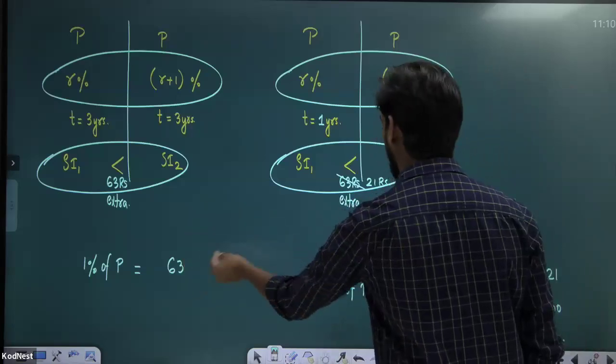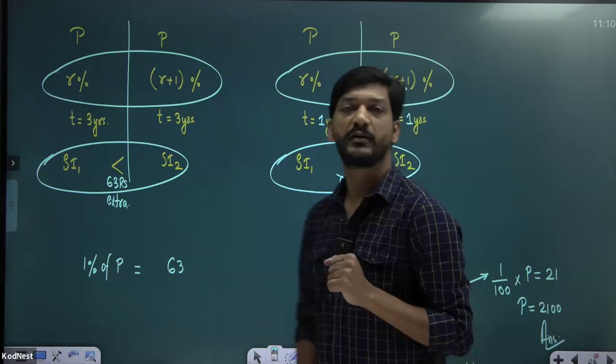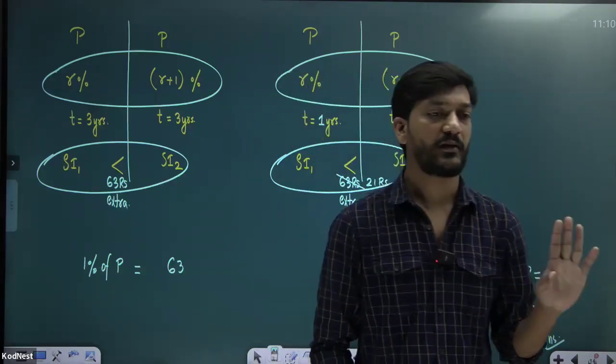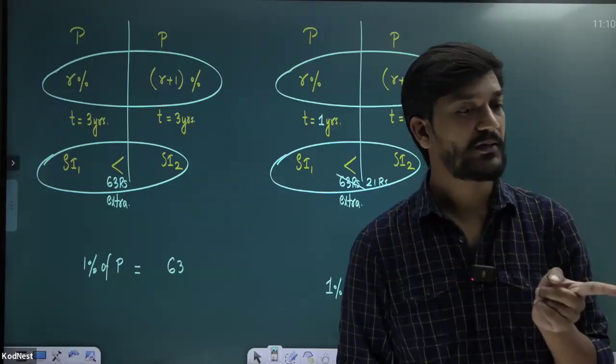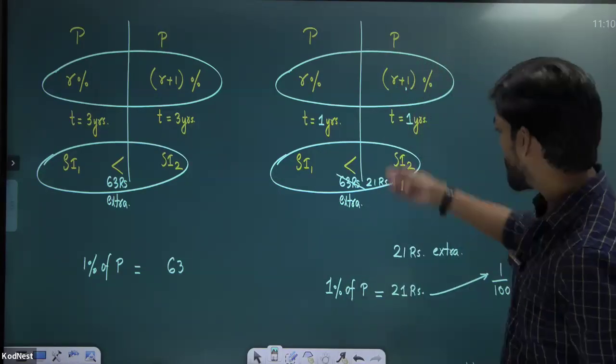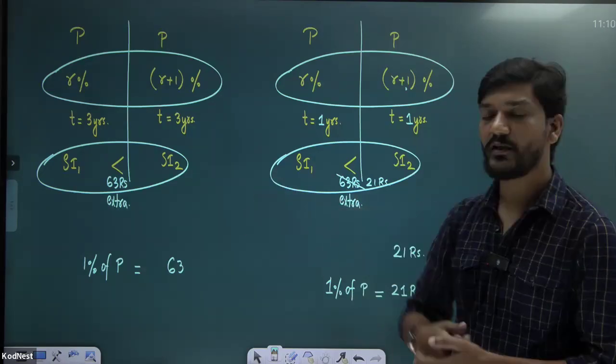Why not this? Why this? Why 1 year? Why not 3 years? Things must be everything clear. So if I have done 3 to 1 years, there should be some reason, right? Okay, this you have understood. 1% of principal, 21 rupees. But why not 63?